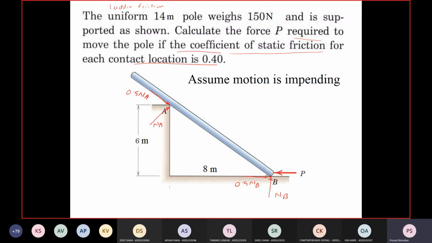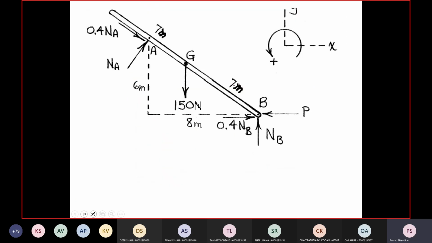And at the center that will be the weight, which is a line. So 0.7 meters, 0.7 meters, and this is equal to 150. So let me just redraw the free body diagram. So this is the free body diagram.